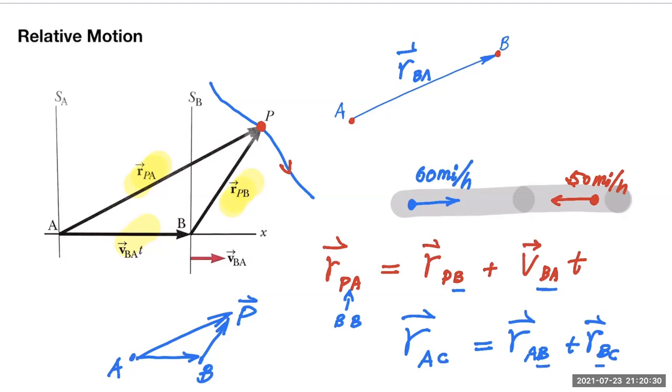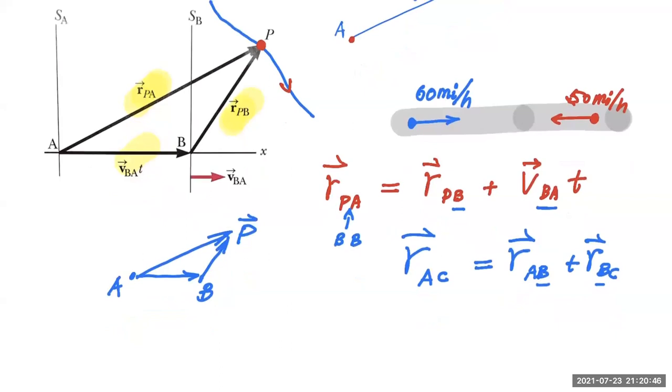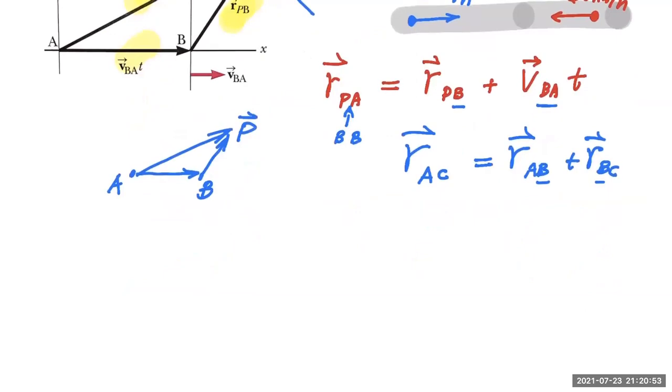Now, once you know how the position vectors are related in these two reference frames, I can also find how the velocity and accelerations are related, because all I have to do is take a time derivative of R with respect to time and get velocity. So take d/dt of this equation in red above. What do I get? VPA equals VPB plus VBA. I'm assuming VBA is a constant, so I don't have to differentiate it with respect to time.